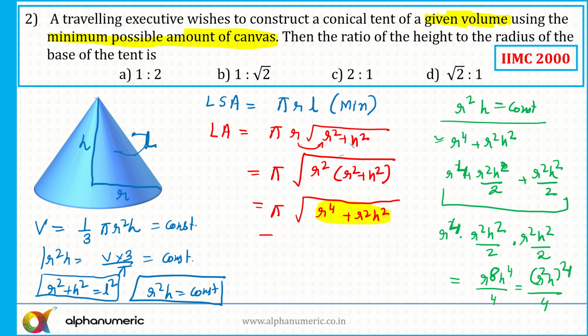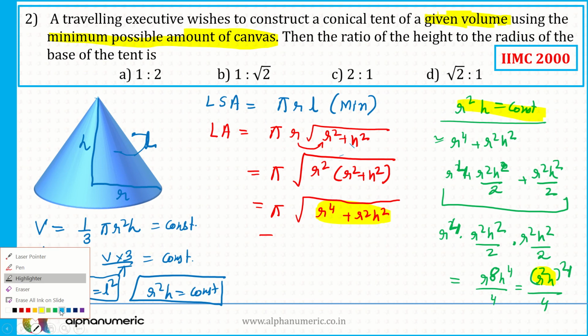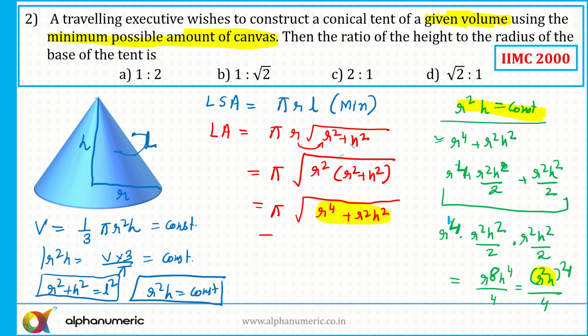And we know one more thing here, that the value of r square h is constant. Let me highlight which part I am talking about. This r square h is constant, you can see it here. So this entire product is constant. So the product of these three terms is constant to the power 4 upon 4, and 4 is also constant, so the product is basically some constant.